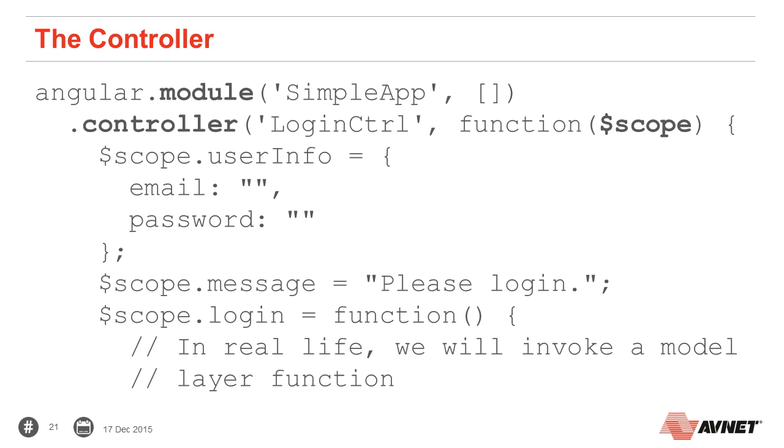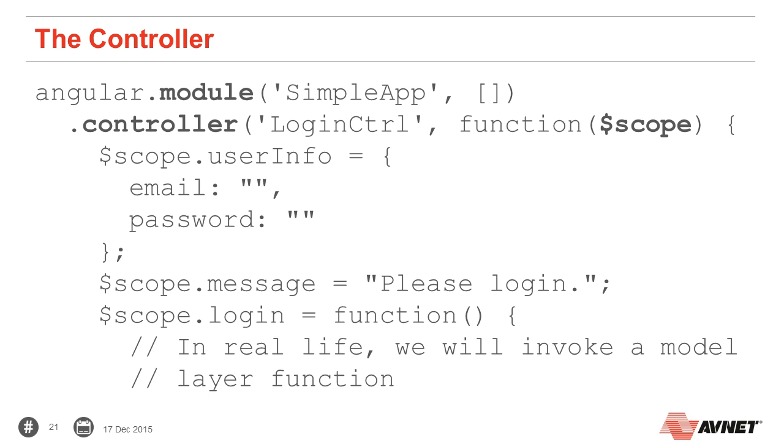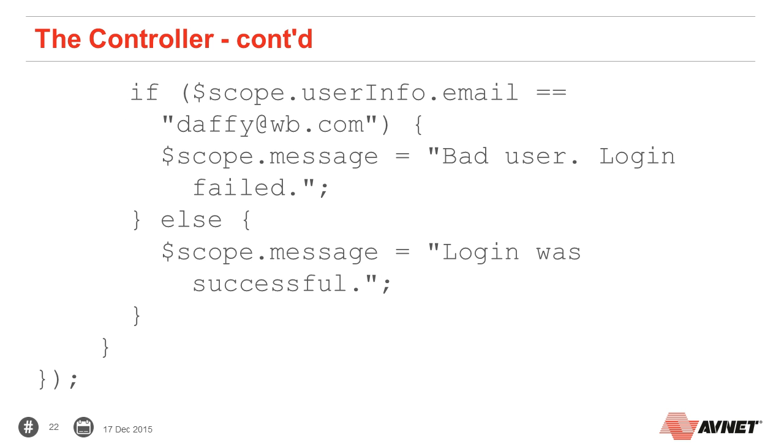When I click on this button, this login method, which is defined on our controller class, gets called, and it just checks to see if it's Daffy. If it is, again, it blocks him. Otherwise, it allows access.